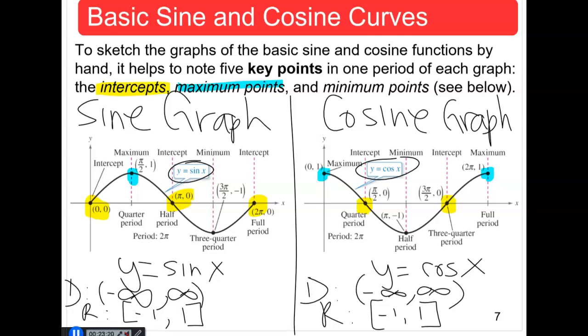Now, finally, we have the minimum points, and those are the points for which the y value is -1, because that's the smallest. And sine function has 1, occurs at 3 pi over 2.